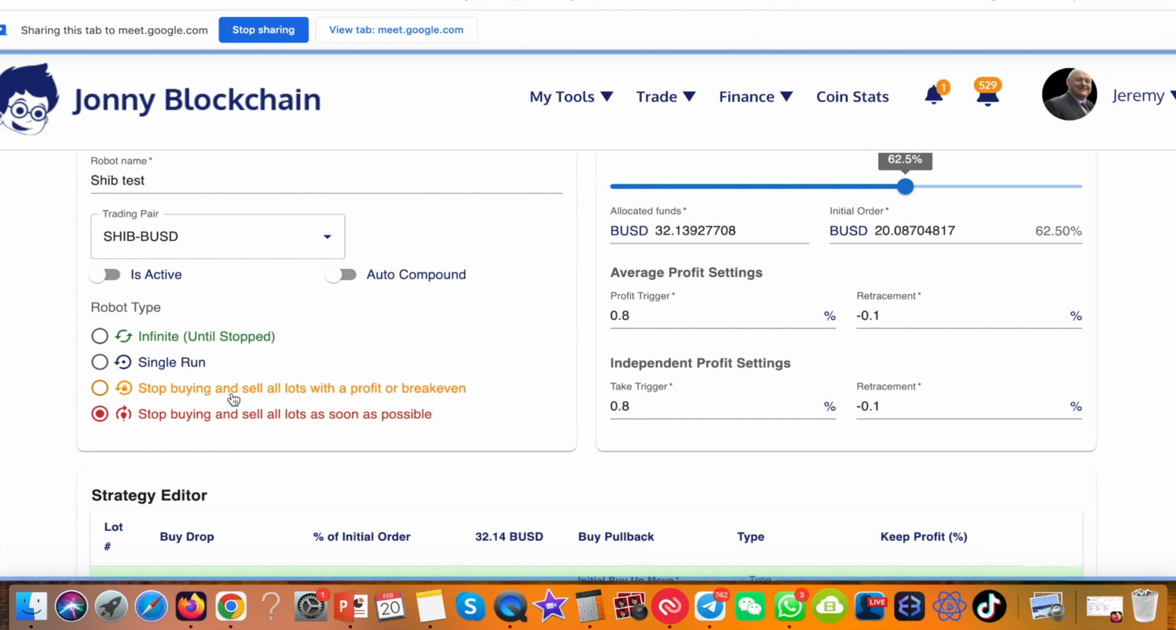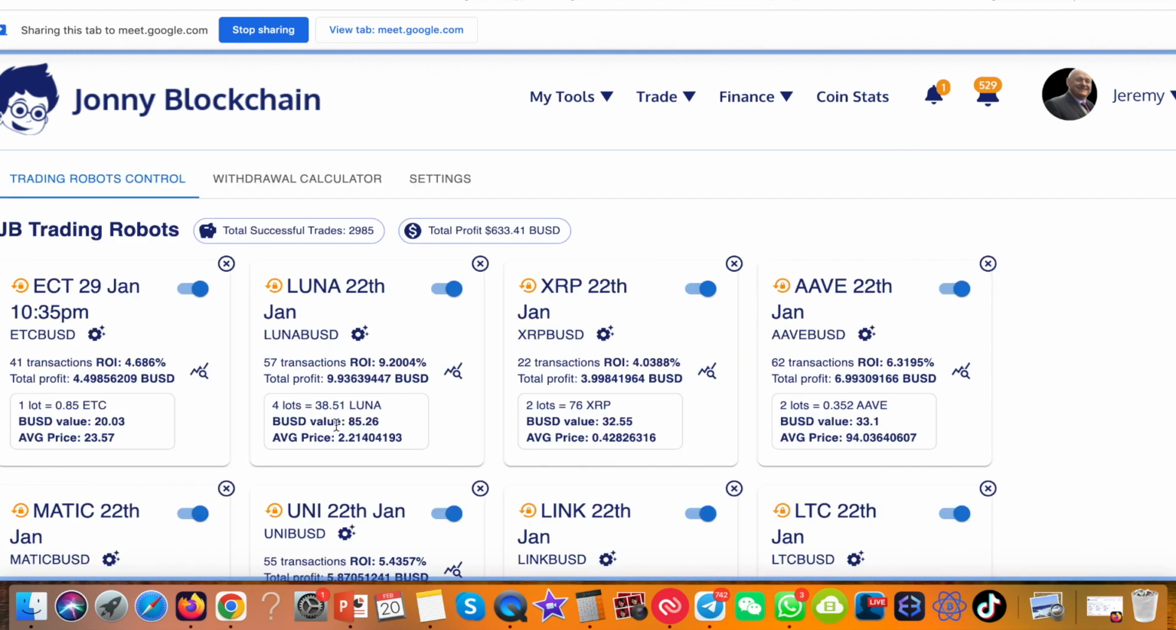And basically the bot won't buy any more. So if the price dropped even further, it won't buy any more lots. It's going to wait for the price to go above the average price. Here, the average price is here.